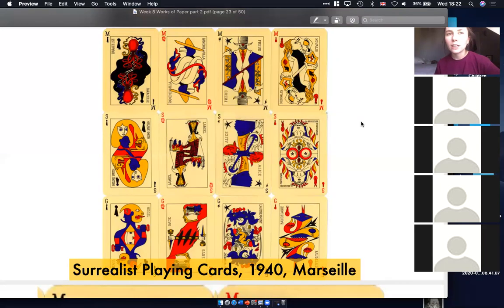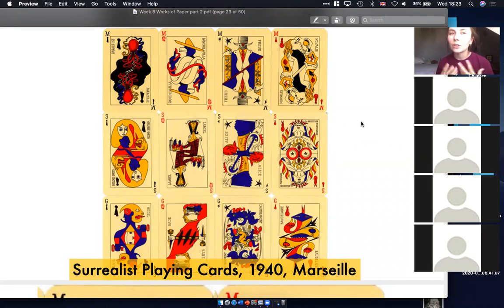They were of all different nationalities, but they'd been living in Paris, connected by the Surrealist group, and they were forced to flee from the Nazi occupation. And they were hiding in the south of France, in Marseille, which is why this pack of cards that they produced is called the Marseille playing cards.